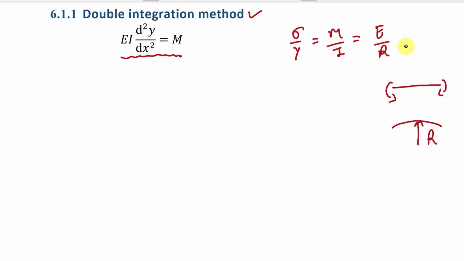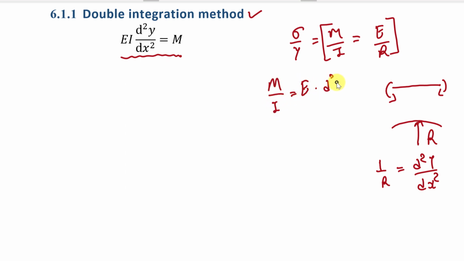That is this radius. From mathematical calculation, it is derived that 1 upon R is equal to d square y by dx square. It is part of maths. So if we compare these two terms and we put 1 upon R is equal to d square y by dx square, then we will get this equation, right? From here it will be M by I is equal to E into d square y by dx square. So if we multiply this I here, then we will get this equation.